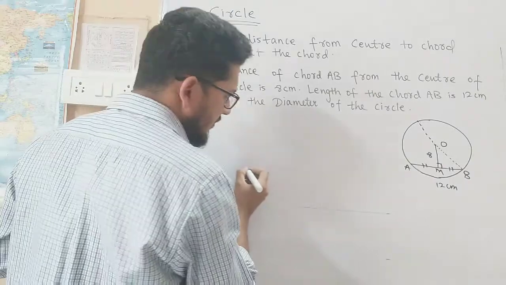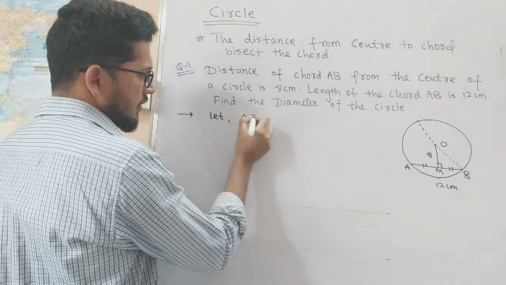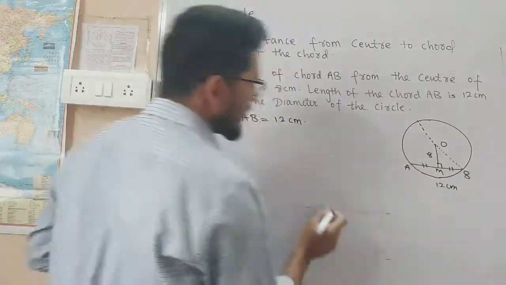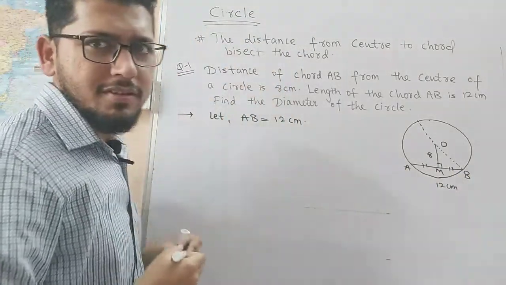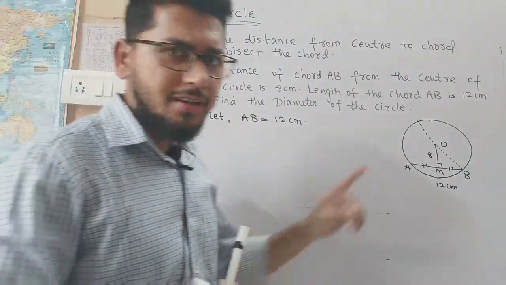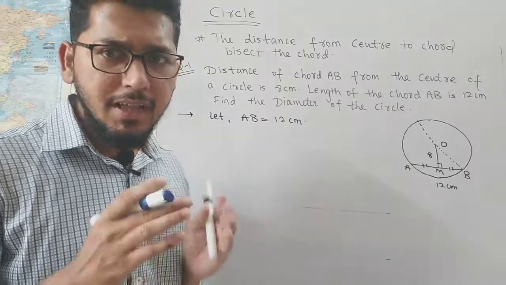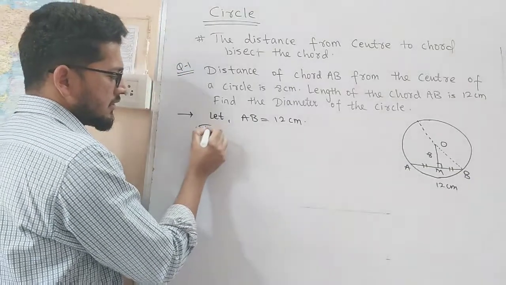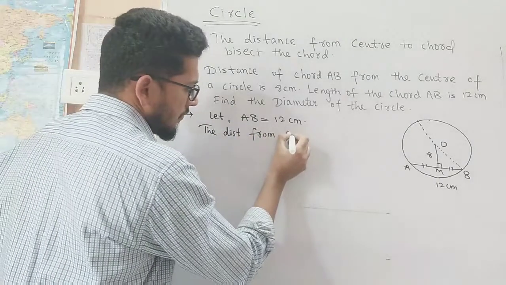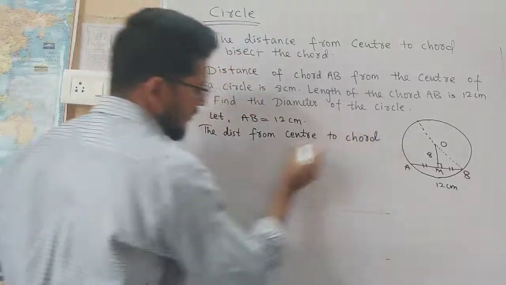So first we'll write: let AB equal 12 centimeter. AB is given as 12 centimeter. Then we'll write this statement. The theorem says that the distance from the center to the chord bisects the chord. Whatever distance we draw from the center to the chord, that distance will bisect the chord, into equal parts. So we will write the statement: the distance from center to chord bisects the chord.